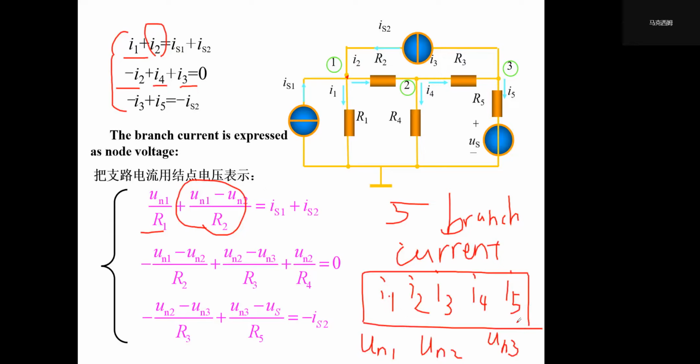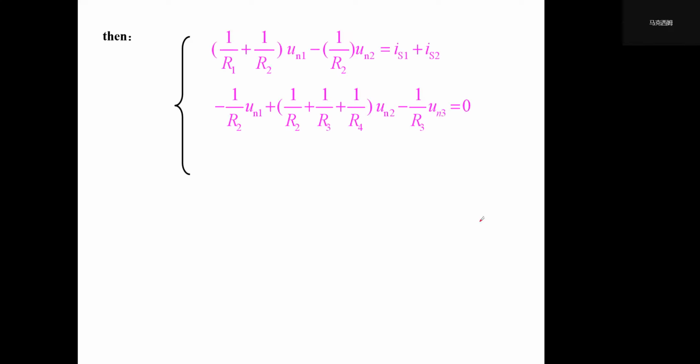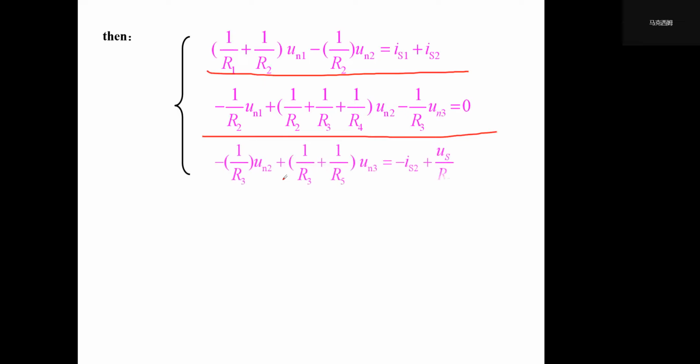Then we can transform these 3 equations and do some simplification. We can just write it like this. The first equation goes like this, and the second one is like this, and the third one is like this. So they are equations about the unknown variables UN1, UN2, and UN3.